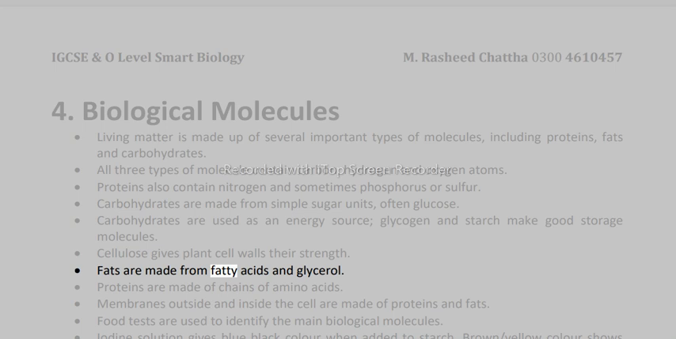Fats are made from fatty acids and glycerol. Proteins are made of chains of amino acids. Membranes outside and inside the cell are made of proteins and fats. Food tests are used to identify the main biological molecules.